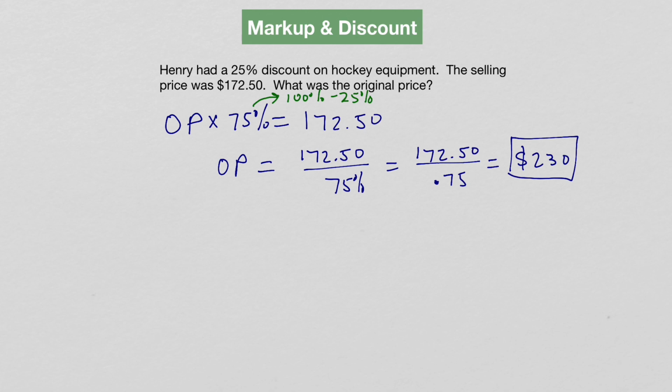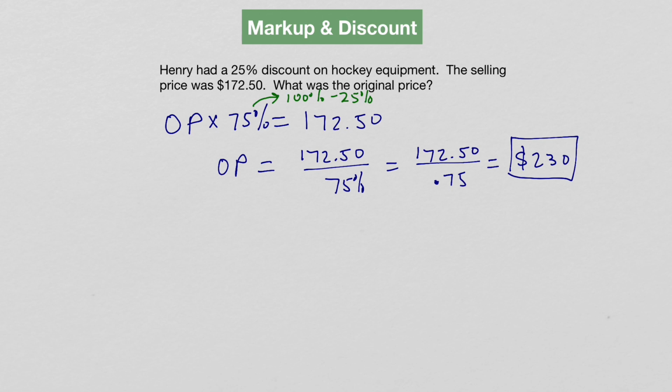Okay? So let me just review that, because that may have been a little bit confusing. So the final price of the hockey equipment is $172.50, and that was after a 25% discount. So we want to know what the original price was. So obviously the original price is going to be higher than $172.50.